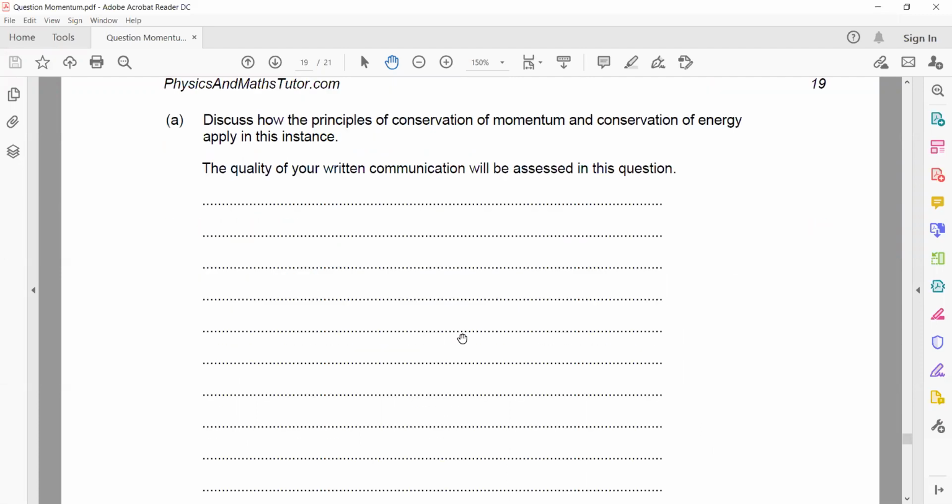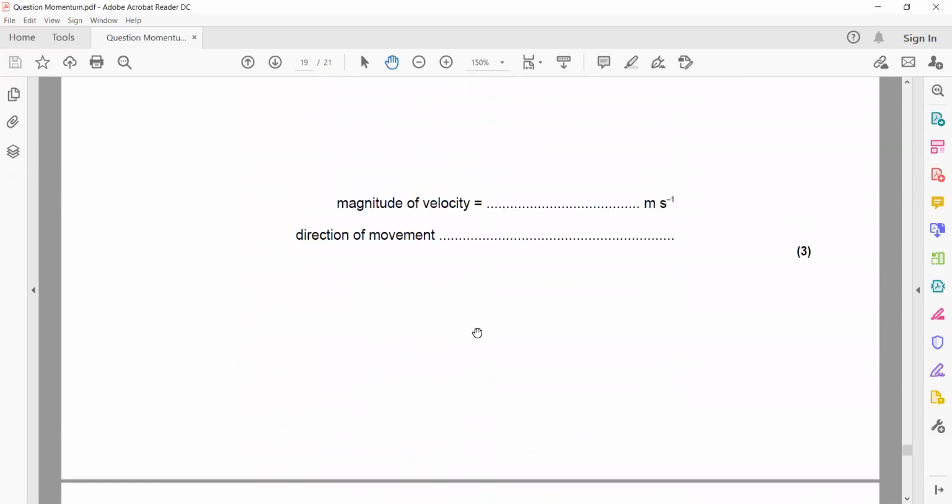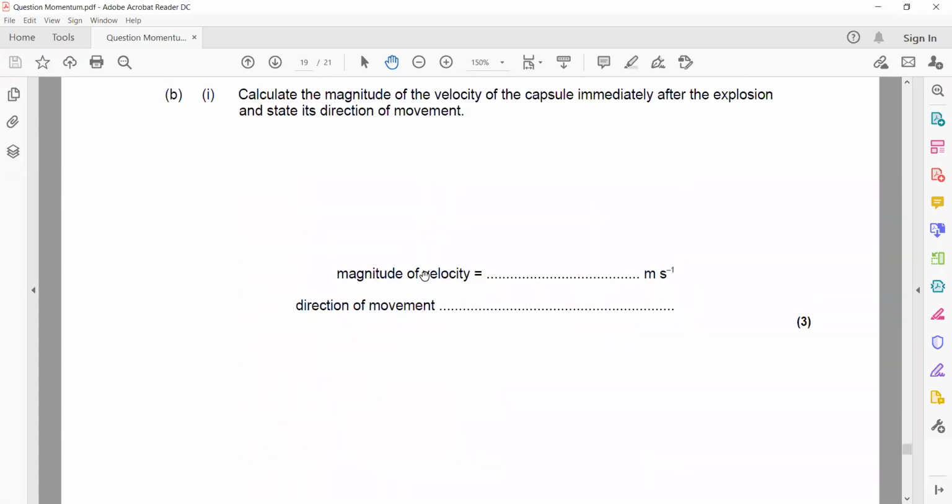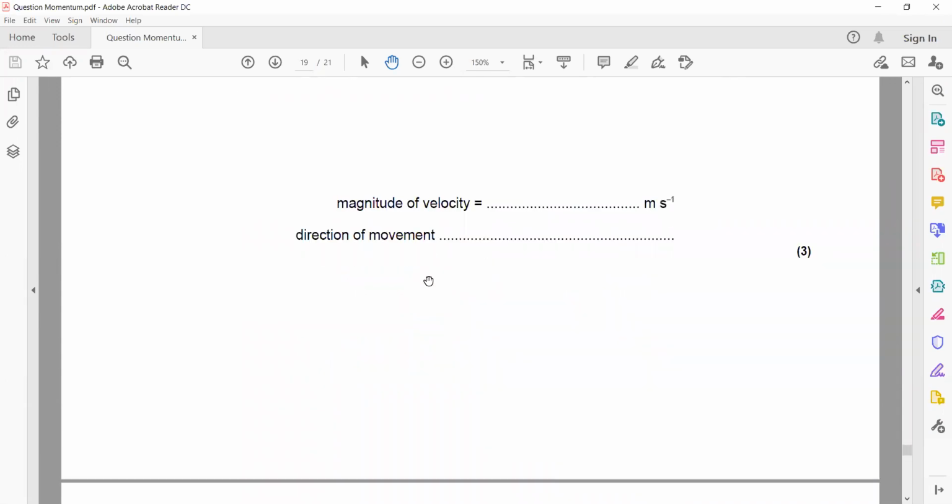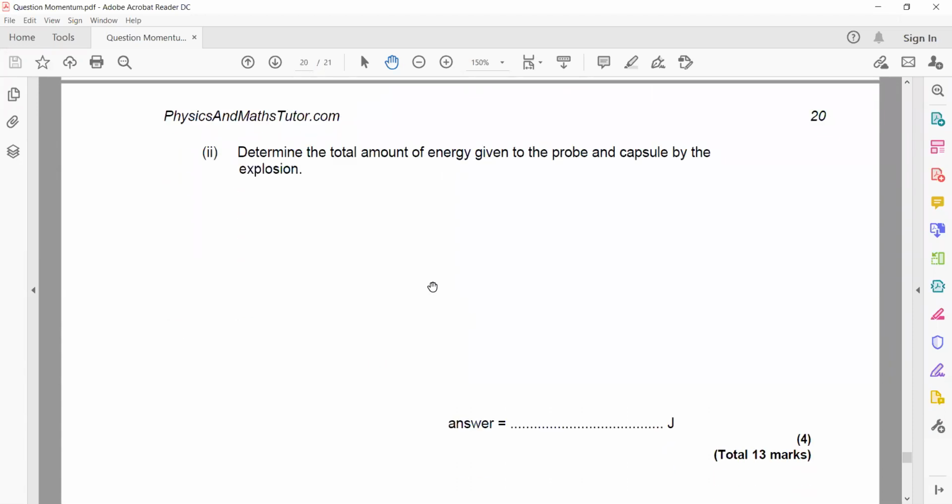In the next part, the direction of the movement is towards the left-hand side because we consider it is moving towards left, and we are getting our positive velocity. It shows that our assumption was correct. Determine the amount of energy given to the probe and the capsule by the explosion.